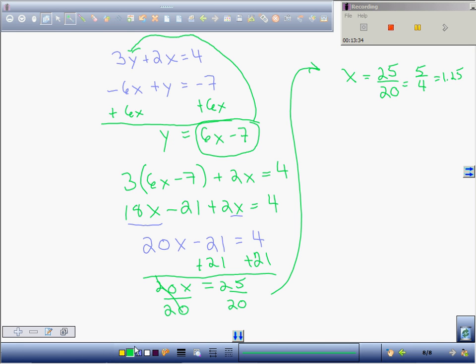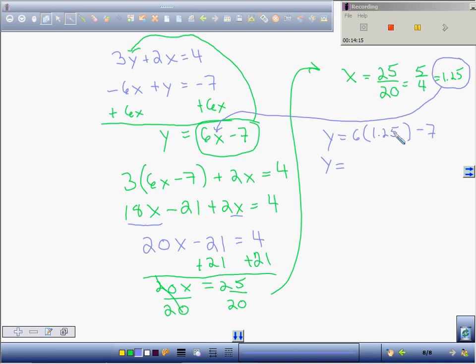I have to take x, excuse me, and plug it in for x. But rather than plug it into one of these, because then I'd have to solve for y, I'm already solved for y over here. So I'm going to plug x into this more simplified form of the equation. When I do that, I get y equals 6 times 1.25 minus 7. I think 6 times 1.25 is 7.5, is that right?